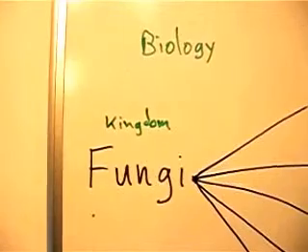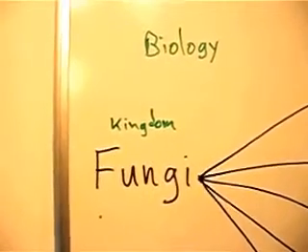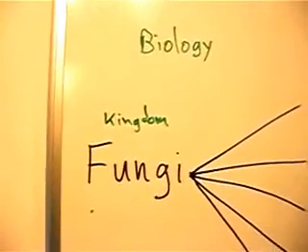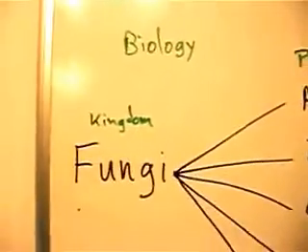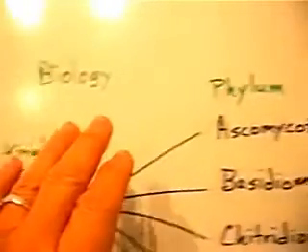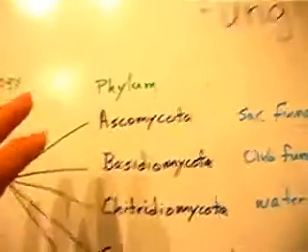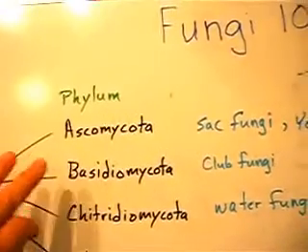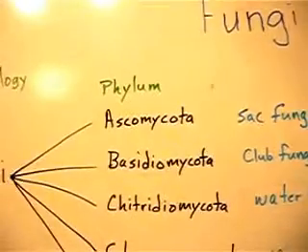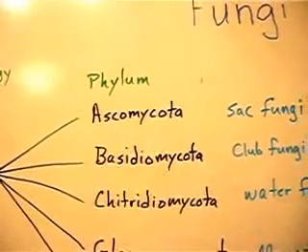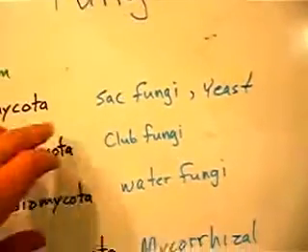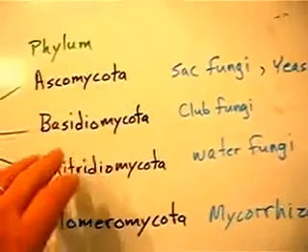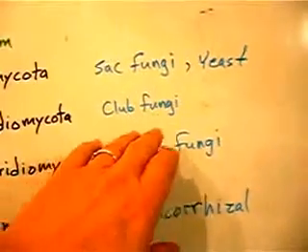Alright, let's talk about how fungi are broken down. This is going to be a really brief overview. So fungi is a kingdom, and then it's broken down into basically, well, I've got five. I've read that there's more, but I've got five phylums. There's Ascomycota, which are basically sac fungi and yeast. Basidiomycota, which are the club fungi.